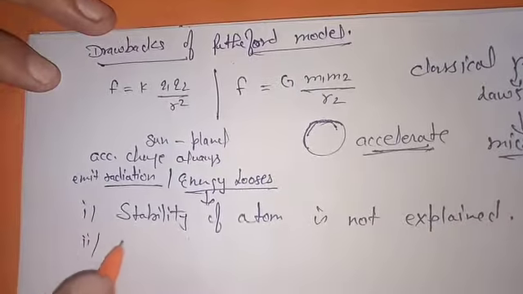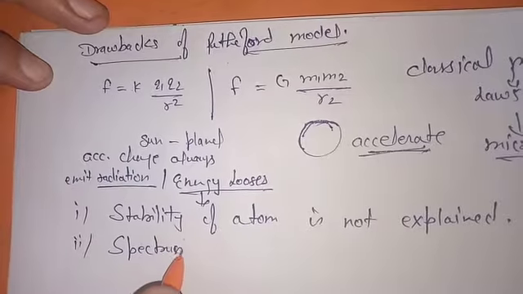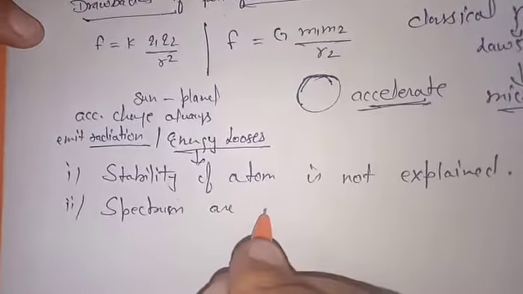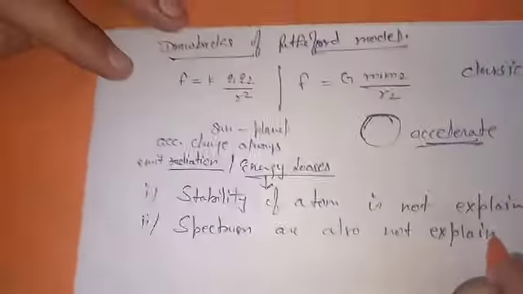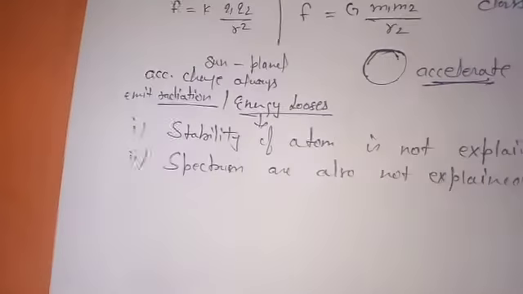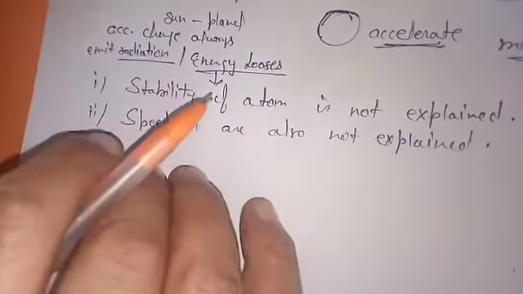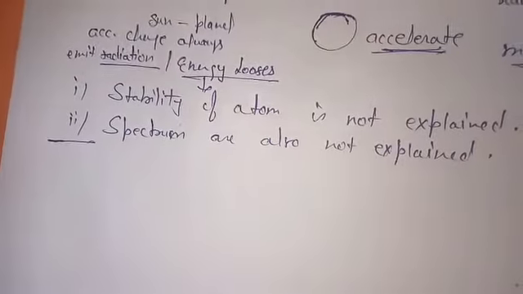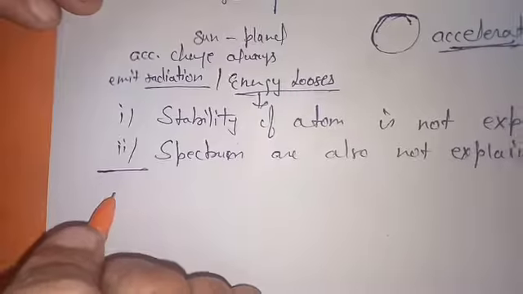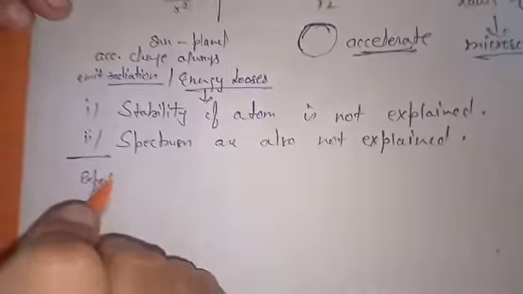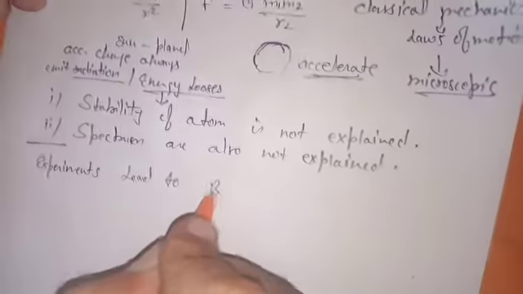Second thing, spectrums are also not explained. These are the main reasons which lead to the formation of the next model. Mean to say, experiments led to the Bohr model.